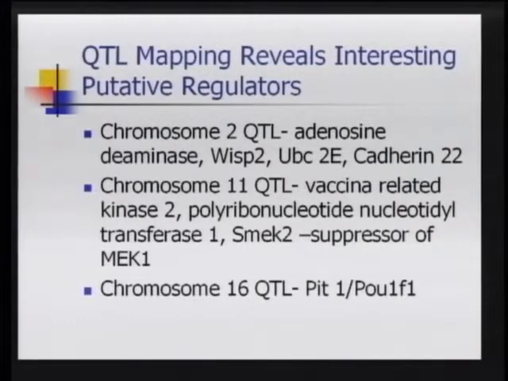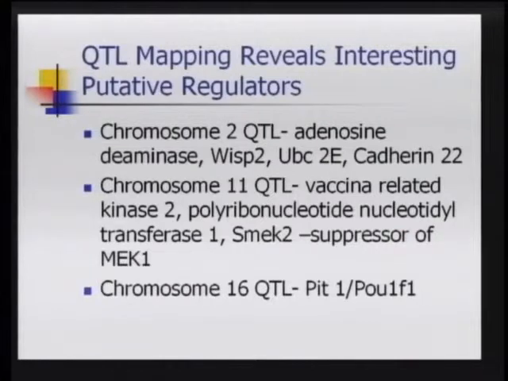And you can do the same thing, and the data is actually available for, say, hematopoietic stem cells and other different tissues as well. The chromosome 2 QTL has adenosine deaminase, and chromosome 11 has this polyribonucleotide nucleotidyltransferase. Now, what are those 2 genes? Well, those are 2 genes that are actually very important in immune function, the dysfunction of which causes immune disease.